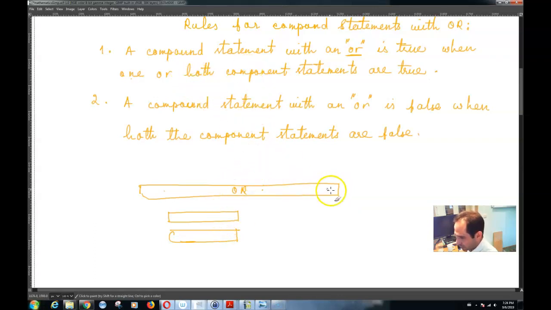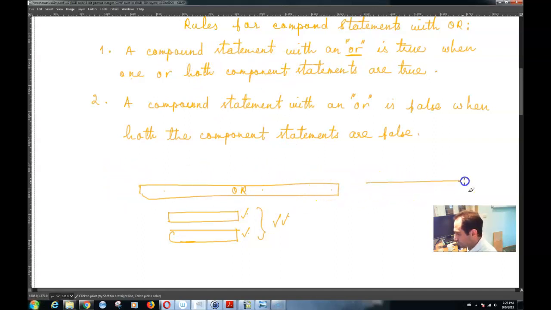So this compound statement is going to be true if either this one is true or this one is true, or both of them together are true, or both of them simultaneously are true. Meaning that if only this one is true, or if only this one is true, or if both of them simultaneously are true, then you can conclude that the compound statement is true.